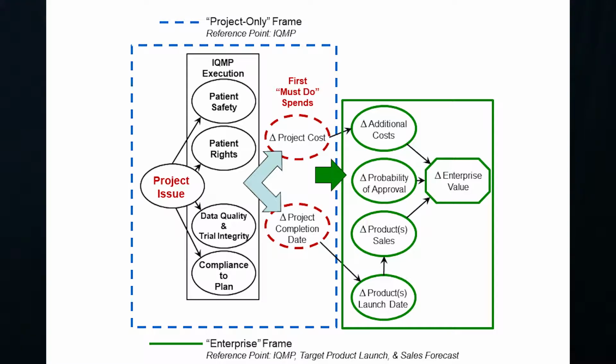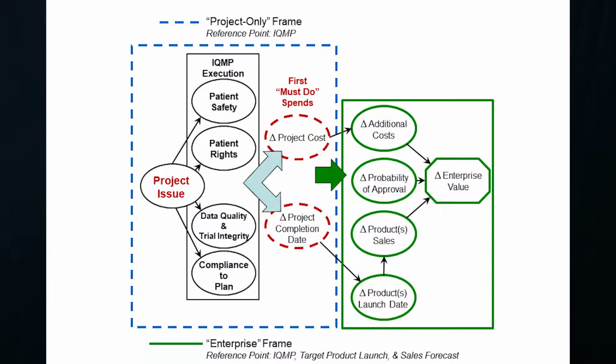From an enterprise perspective, the material consequences the clinical trial project leaders should manage are ultimately the product launch date and the probability of approval, both of which the clinical trial influences. Consequently, the enterprise tipping point of a material consequence should be defined for the product launch date, the probability of regulatory approval, and cost, and those must be interpreted and managed as tipping points for the project.